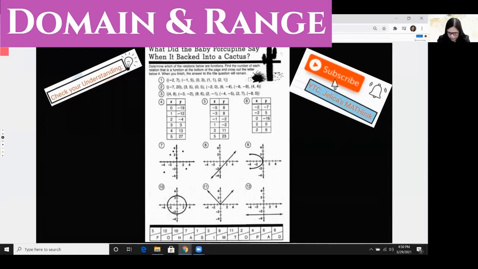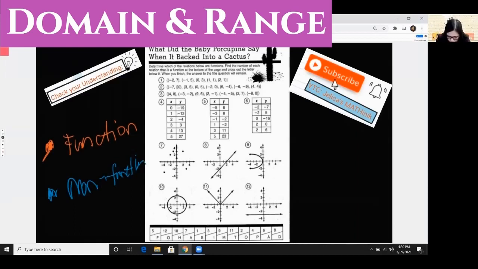So first we need to identify if the given is a function or not. We will use red font for function, and then blue font for non-function. Okay, so let's have the first one.